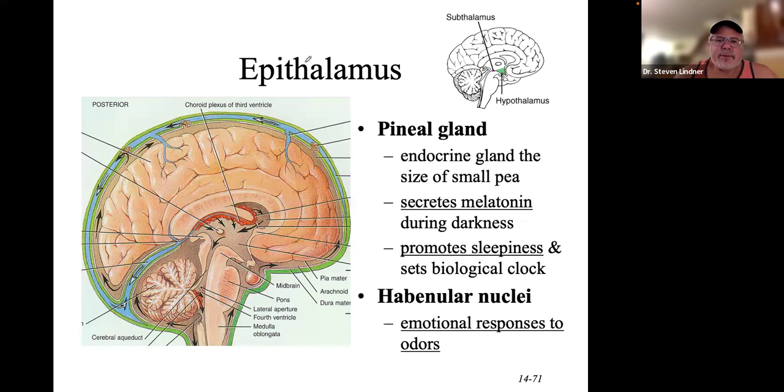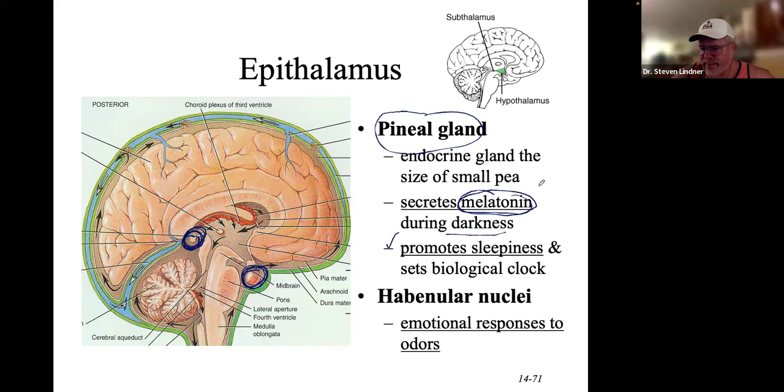The epithalamus, this primarily involves the pineal gland. And the pineal gland, this is all back here in this section. The pituitary is up here in the front. The pineal gland is an endocrine gland. It's very small, about the size of a pea, and it's involved in secreting melatonin, and it does it when it's dark out. So it helps to promote sleepiness. It's involved in setting that biological clock.